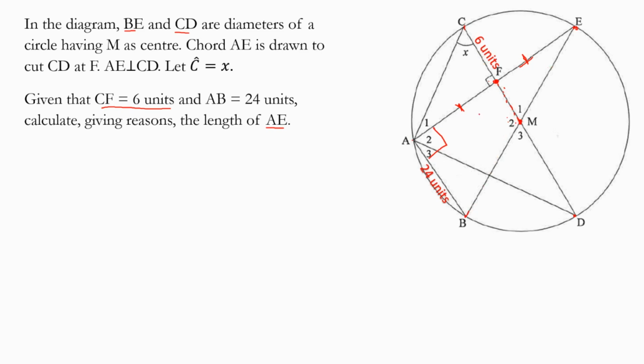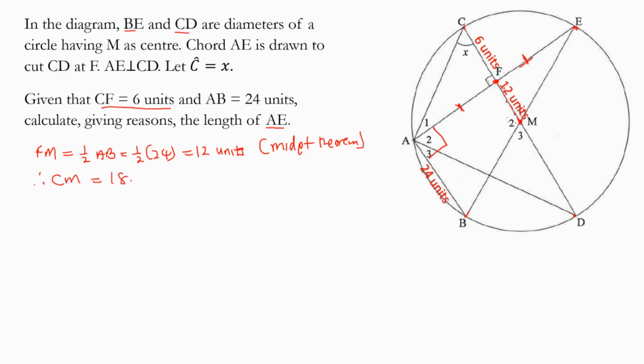Let's just write down what we've discussed. FM is equal to half of AB, meaning that it is half of 24, and that is 12 units. The reason is the midpoint theorem. FM is 12 units. So therefore CM is equal to 18 units, 6 plus 12.